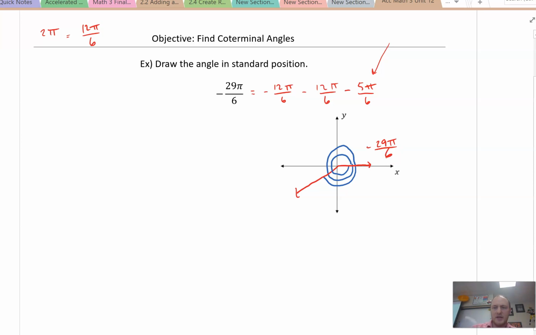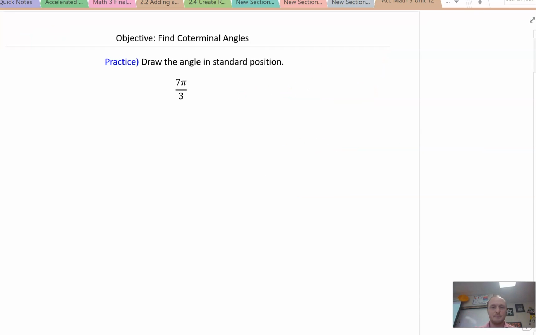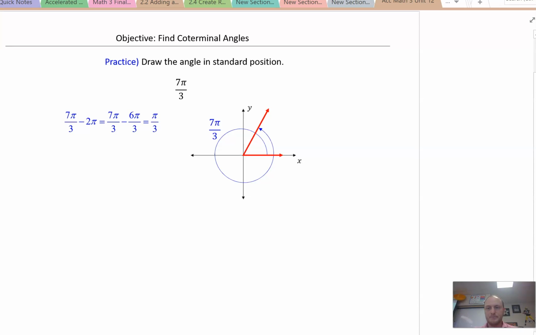All right. Okay, here's a practice problem. Please go ahead and draw this angle in standard position. Again, when you're trying to figure out where it is, convert your angles to that denominator. So 2 pi is going to be 6 pi over 3. All right, hopefully you tried it. Here's the solution.